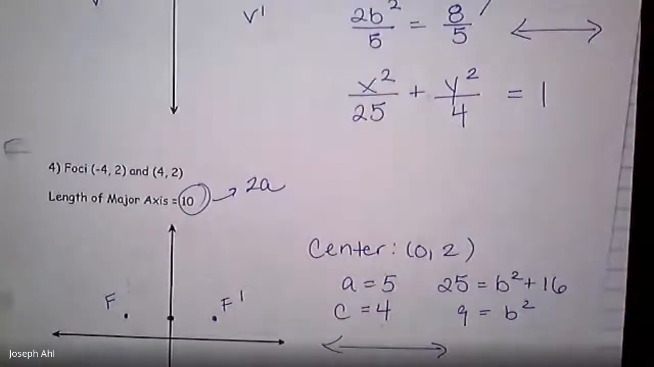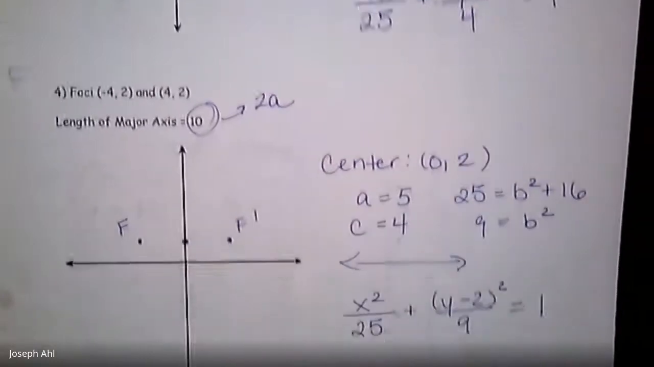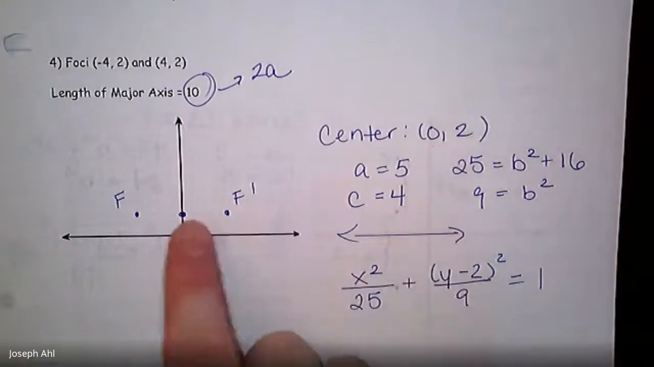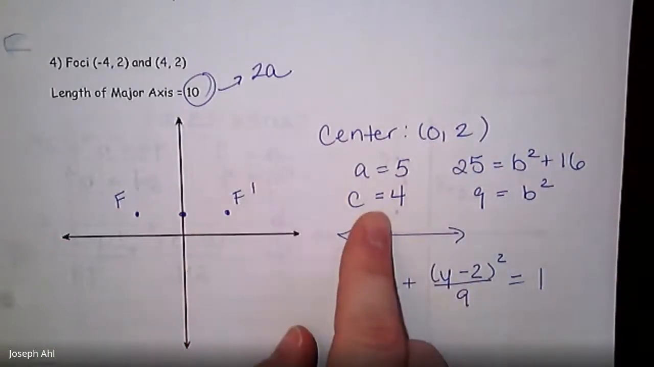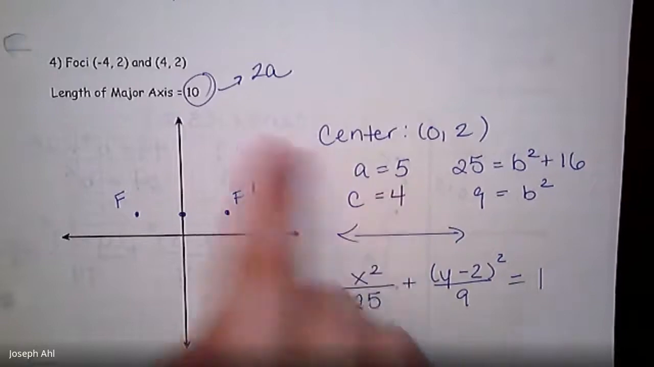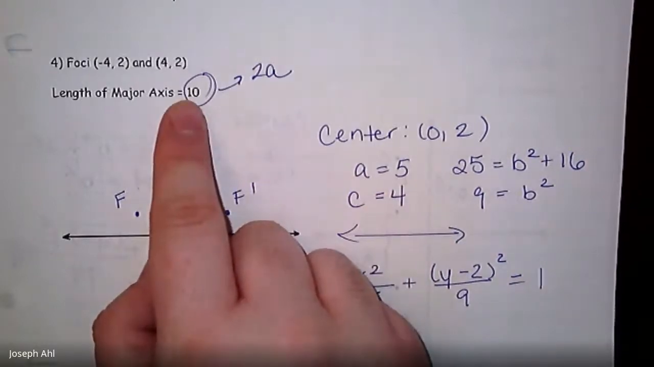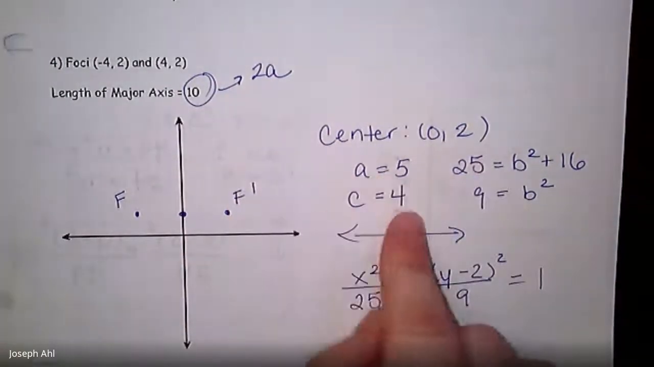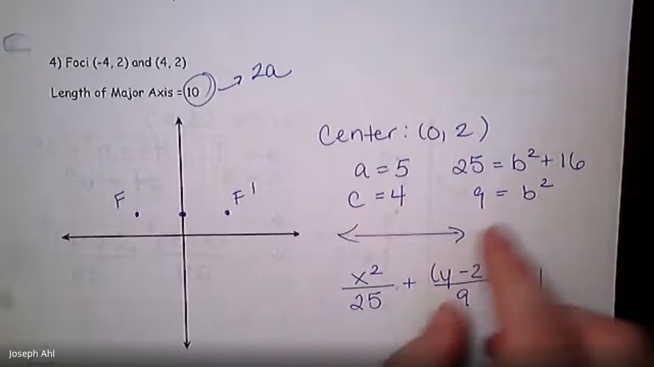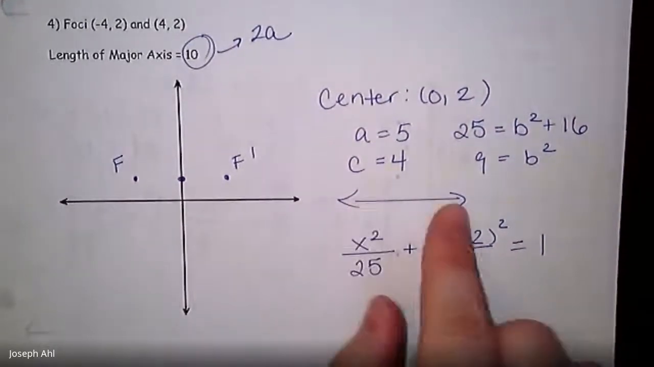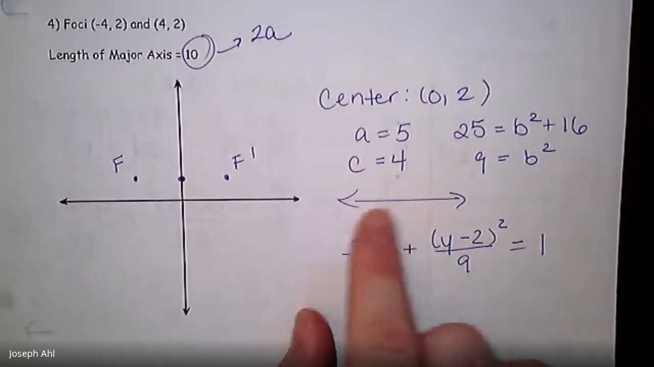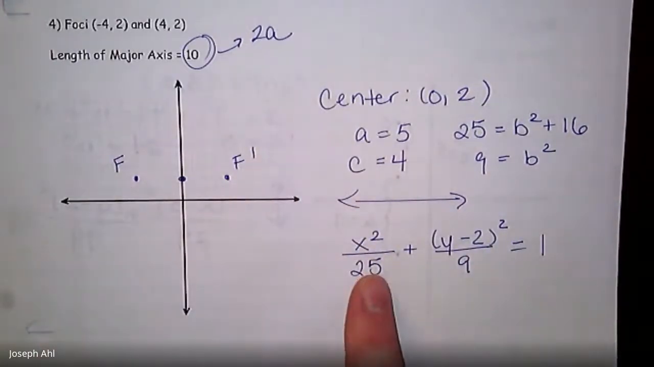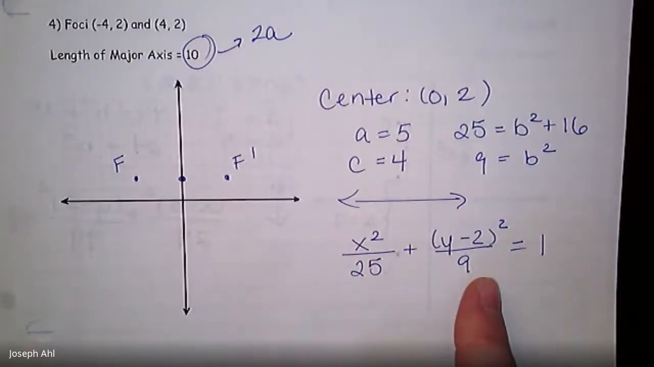Okay, here's the answer to number 4. You were given the two foci, so the center is midway in between at 0, 2. We know the distance C, center to focus, is 4. How did I know A was 5? Because the major axis has a length of 10. That's 2A, just like we saw in number 5. So A is 5, C is 4. Use that Pythagorean, A squared equals B squared plus C squared. This horizontal line I've drawn is to remind you, oh yeah, the major axis is horizontal in this one because of where the foci are. So bigger number has to go under the x's, smaller number goes under the y's.